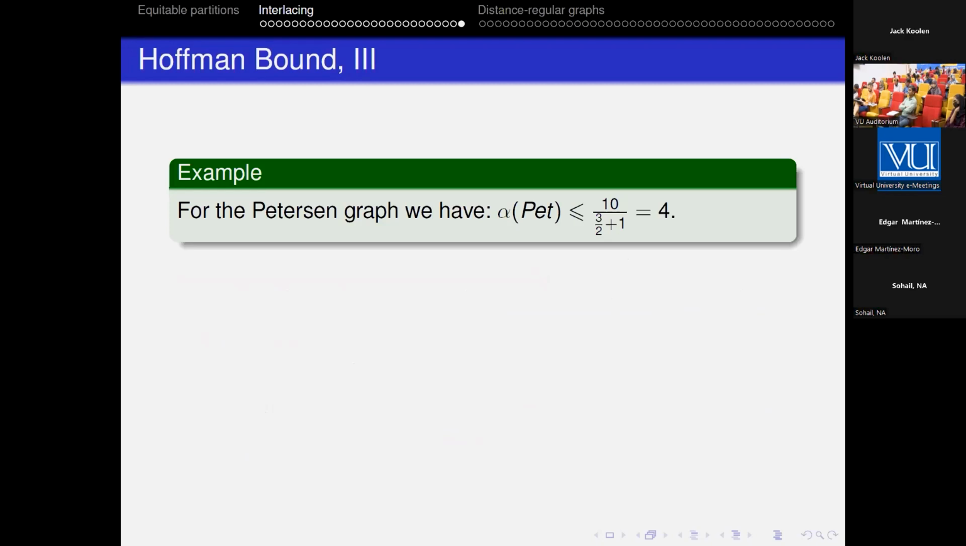Maybe I have a third one. Here's an example. For the Petersen graph, alpha is the largest size of a coclique, or independent set. The Petersen graph has 10 vertices, valency 3, and smallest eigenvalue minus 2. So that is 10 over (3 over 2, plus 1). That is 10 over 2.5, which is 4.